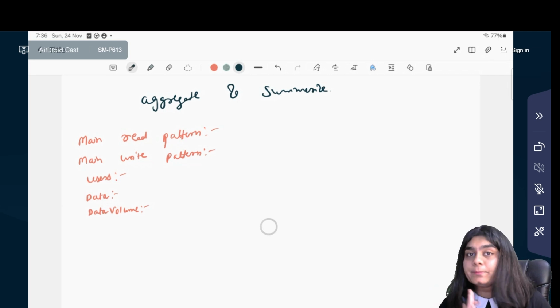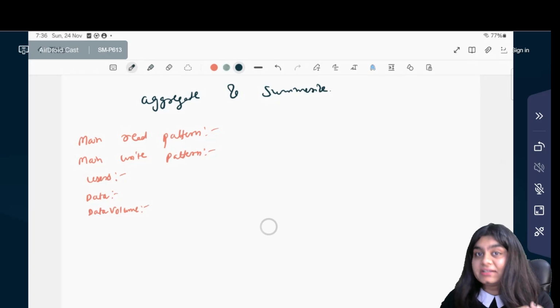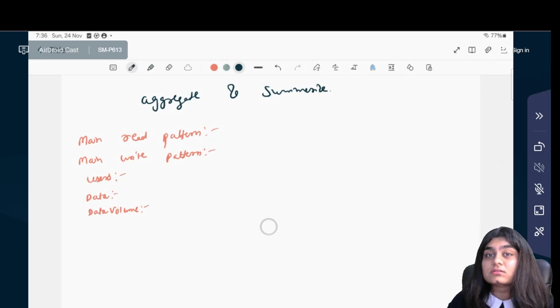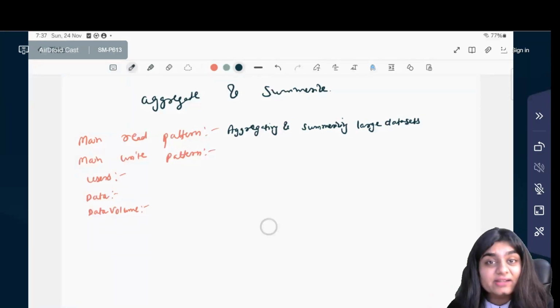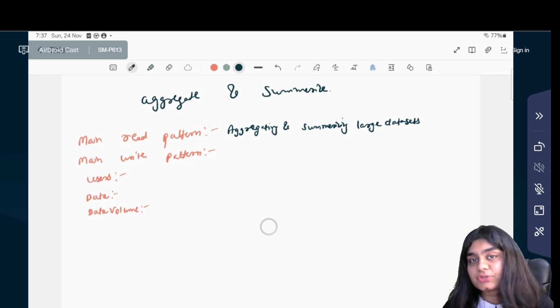First is the main read pattern. Here we are aggregating and summarizing large data sets, often reading large numbers of records. Another is bulk imports of data through ETL, that is extract, transform and load, processes or event streams.